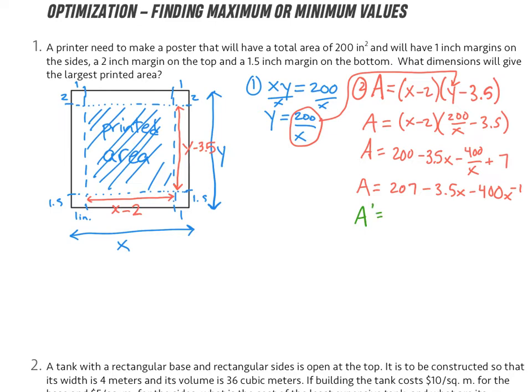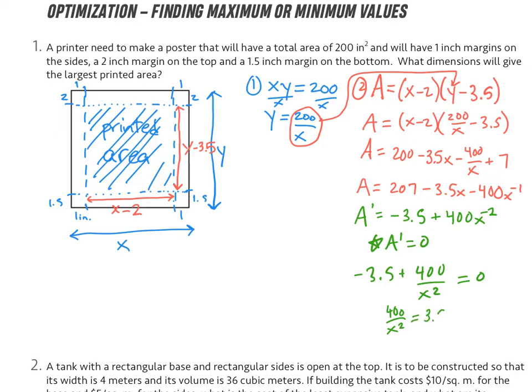A prime equals 207 becomes 0, it's a constant, minus 3.5 plus 400x to the negative second power. Now I want to set my derivative equal to 0. A prime equals 0. Negative 3.5 plus 400 over x squared equals 0. I can add 3.5 to both sides. 400 over x squared equals 3.5. I can multiply both sides by x squared.